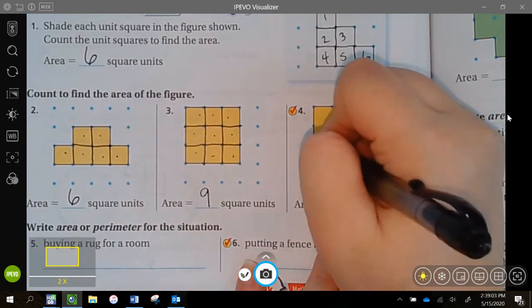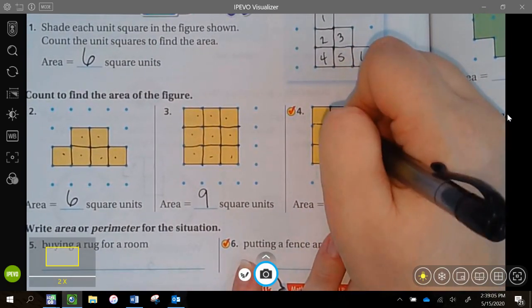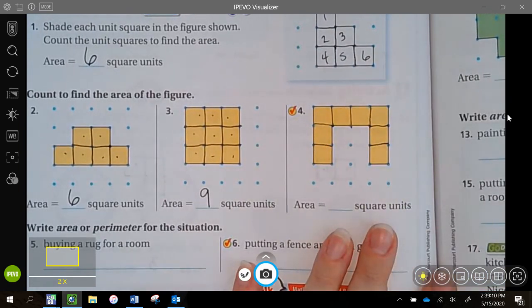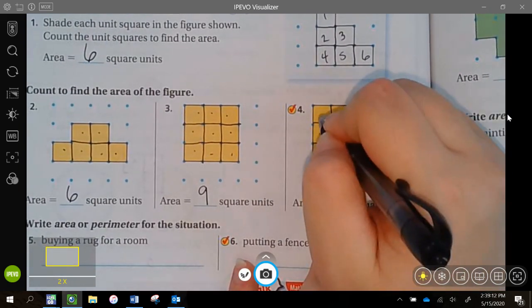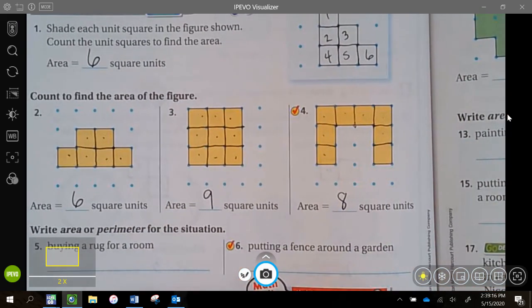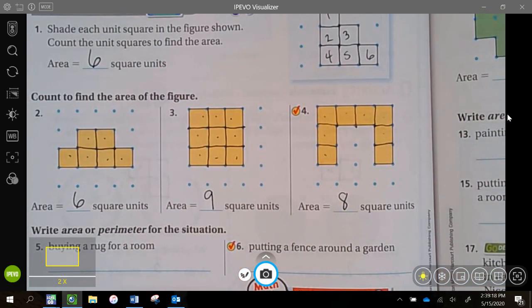This one's kind of fun. So you just go around and you connect the dots. That's what's fun about area. Okay. 1, 2, 3, 4, 5, 6, 7, 8. 8 square units there. Okay.